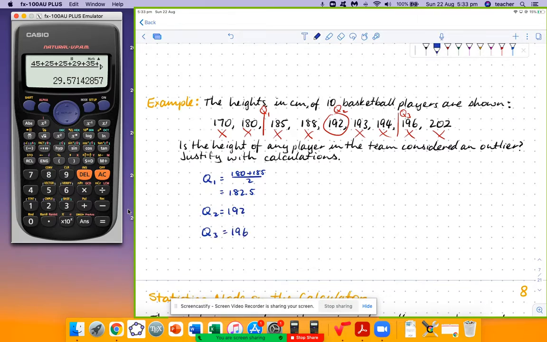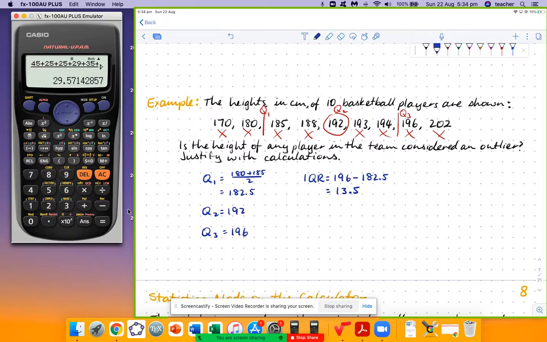We need these to calculate the interquartile range. So the interquartile range is 196 minus 182.5. And that's going to give you 13.5.